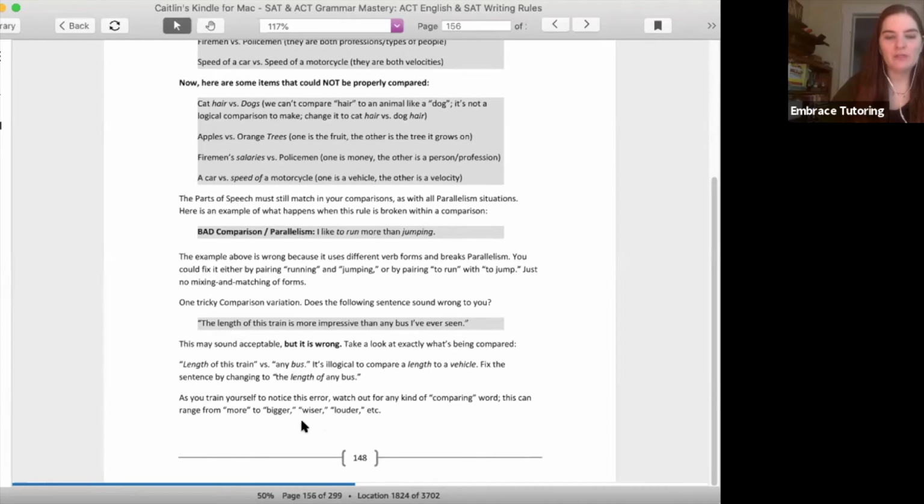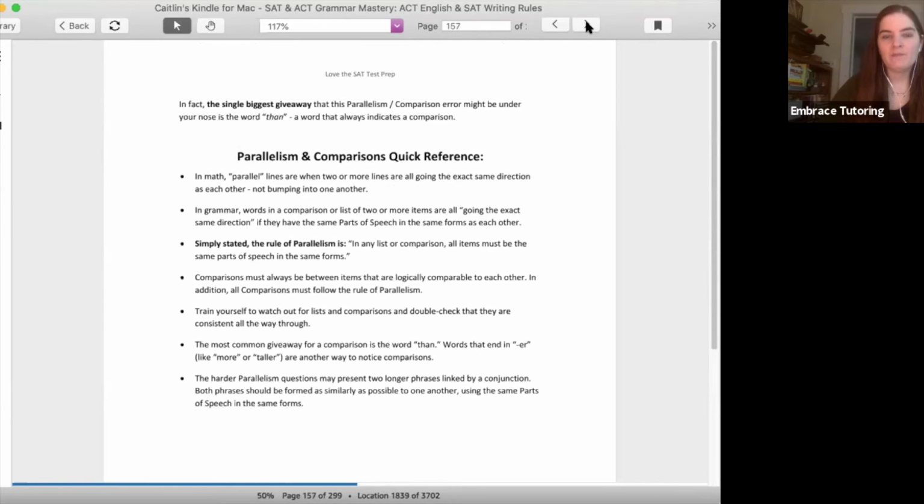So if you train yourself to notice this type of error, you want to watch out for any kind of comparing words. That can range from more, bigger, wiser, louder, etc. The single biggest giveaway for parallelism comparison errors, which might be right under your nose, is the word "than." It's a word that always indicates some kind of comparison is going on.